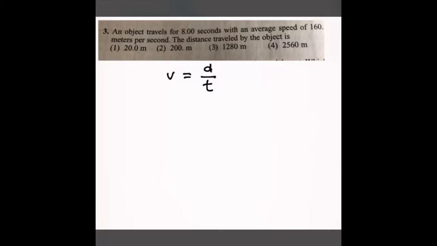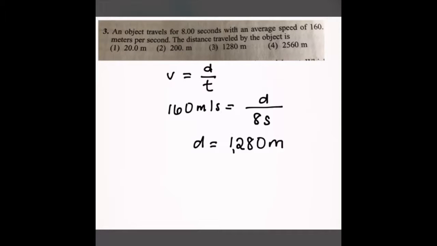The object travels 8 seconds with an average speed of 160 meters per second. The distance traveled by the object is... I'm just simply going to plug in 160 meters per second equals whatever distance is over time, which is 8 seconds. And that would be distance equals 1,280 meters, which is choice number 3.